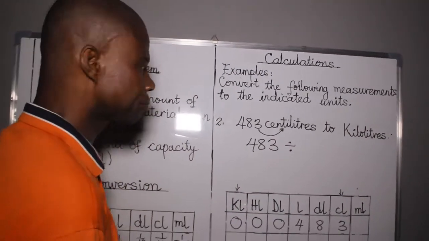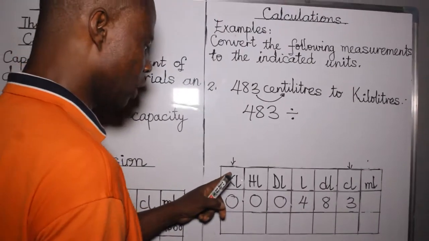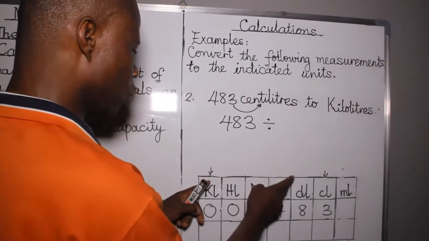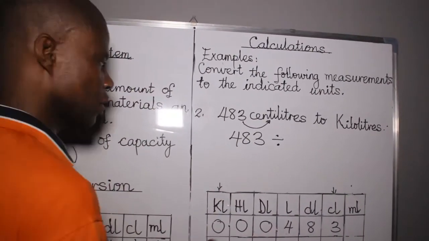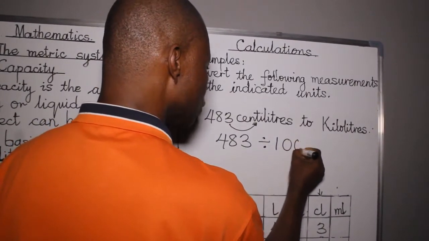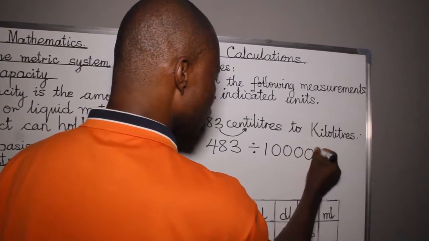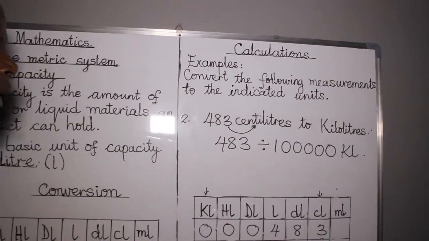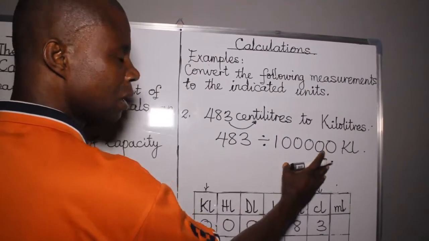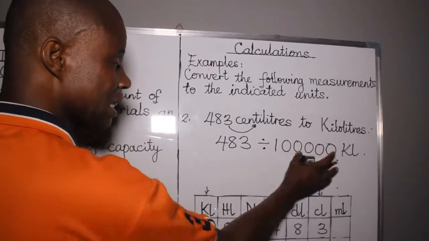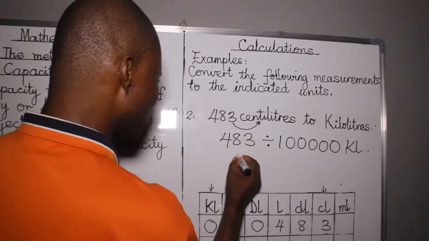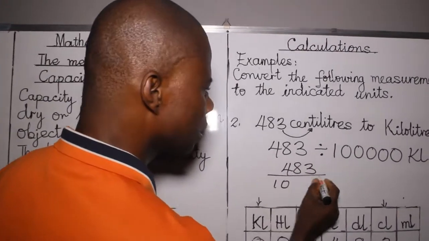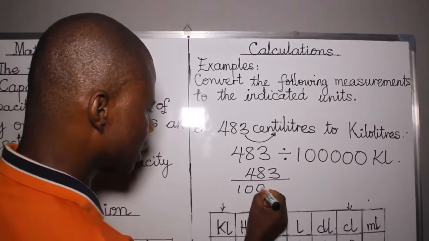So you go to the table. This is kiloliter, this is centiliter. So from here, we have 1, 2, 3, 4, 5 zeros. Now the answer is going to be in kiloliter. Because this is a whole number, we divide it, and then we bring out our answer. Let me put it in a simpler way. 483 all over 1, 2, 3, 4, 5 zeros, 100,000.